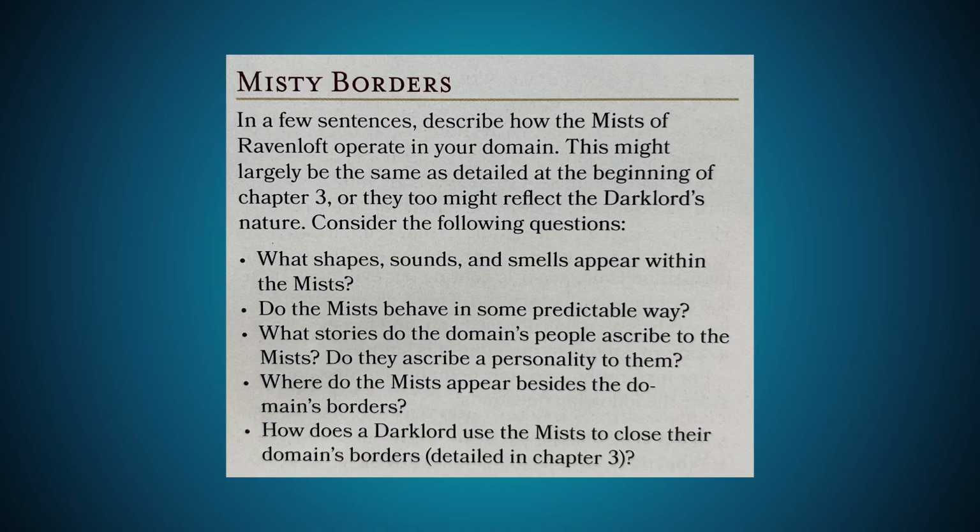In a few sentences, describe how the Mists of Ravenloft operate in your domain. This might largely be the same as detailed at the beginning of Chapter 3, or they too might reflect the Dark Lord's nature. Consider the following questions. What shapes, sounds, and smells appear within the mists? Do the mists behave in some predictable way? What stories do the domain's people ascribe to the mists? Do they ascribe a personality to them? Where do the mists appear besides the domain's borders? How does a Dark Lord use the mists to close their domain's borders?